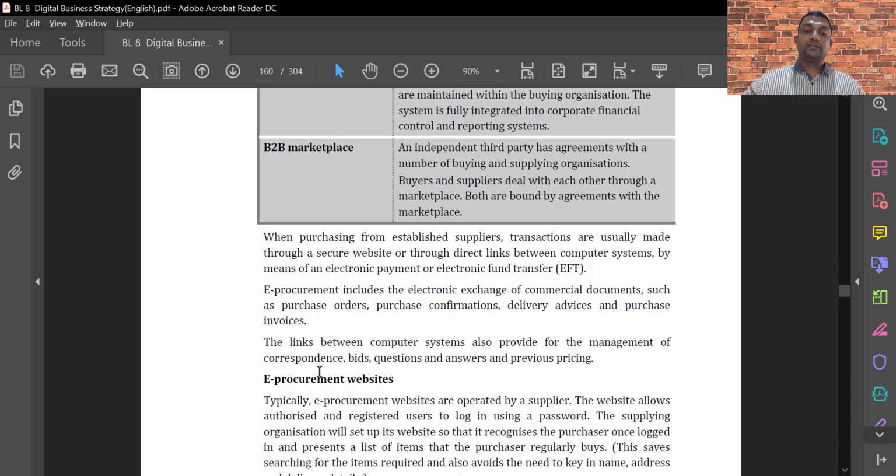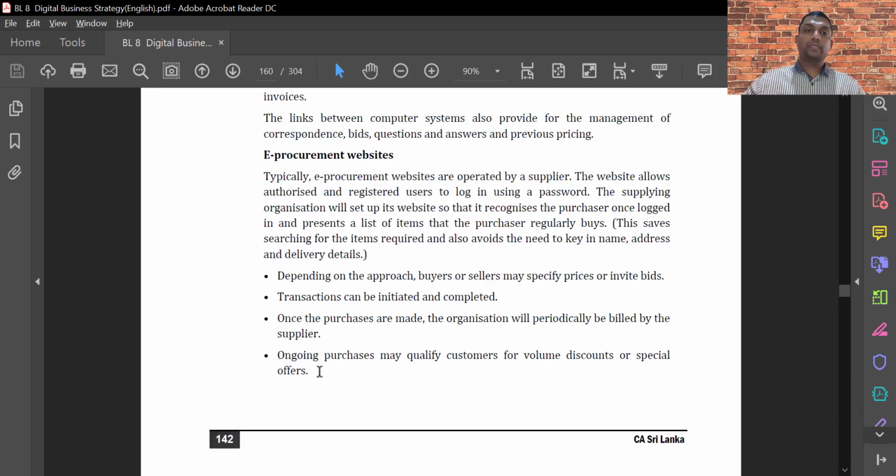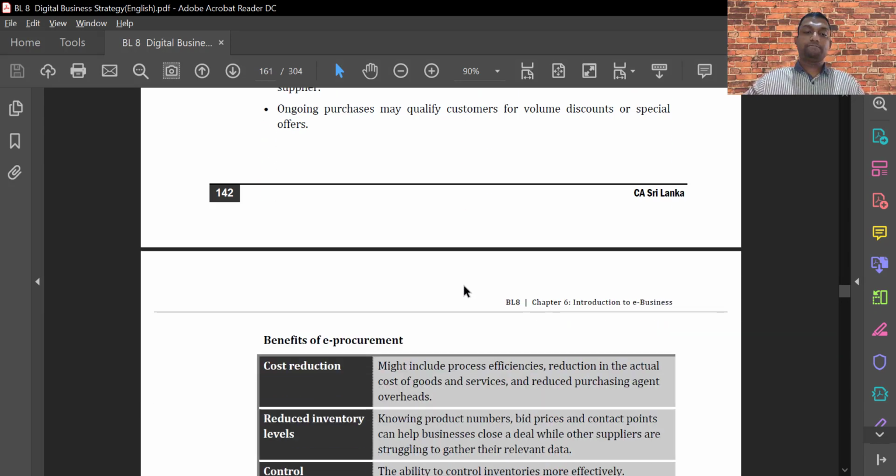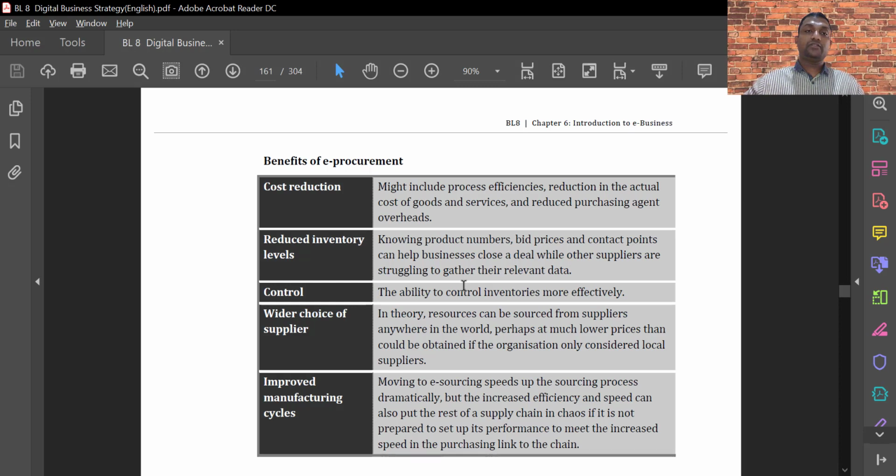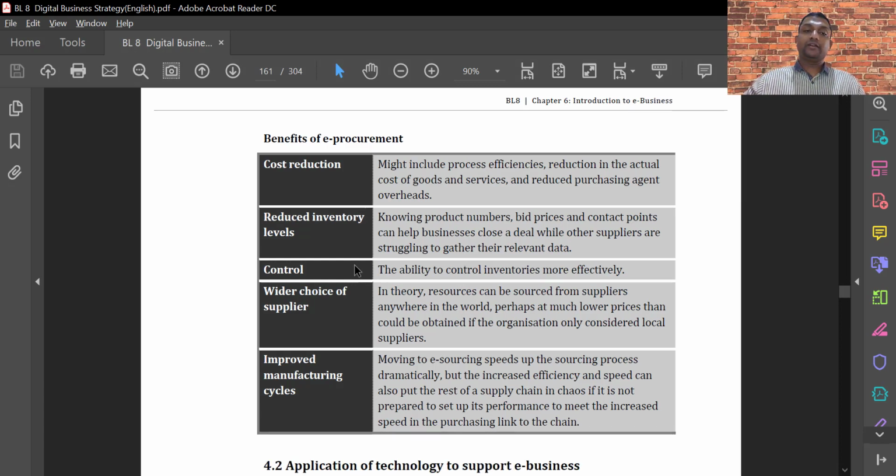And then if you look at e-procurement, websites are there. So this is operated by the supplier. From that website, buyers can buy and discuss and negotiate the prices and all that. So if you look at benefits of e-procurement, there are 5 benefits given here.